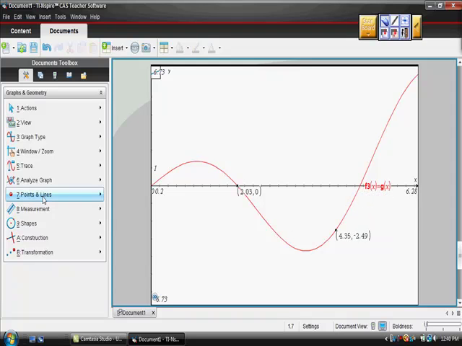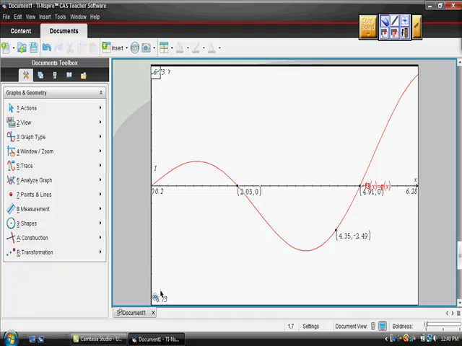I'm going to go back and fix this. Do it again. Point of intersection right there. So now I'm just going to record that onto my paper that we have zeros at 2.03 and 4.91.